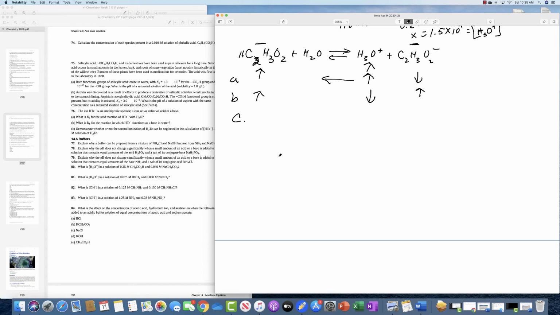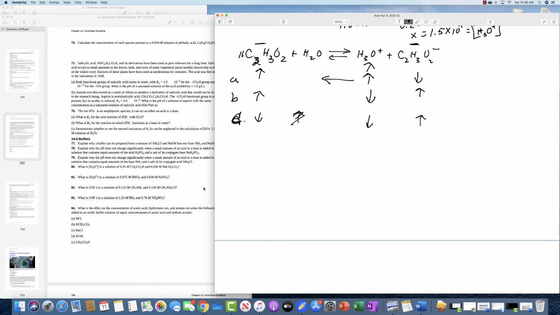OH, what happens with OH? Well, OH will react with this to produce water. So this is going to go down, and this is going to go up. But the effect of water, when you write those concentrations, is not taken into account. So when this goes down, the shift is this way. So this will go up, and this will go down. This is D, by the way.